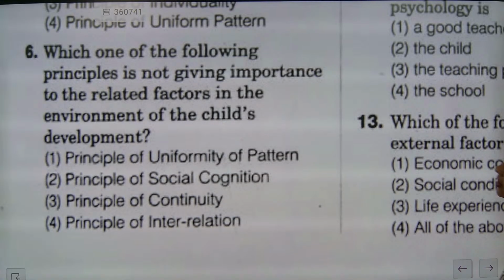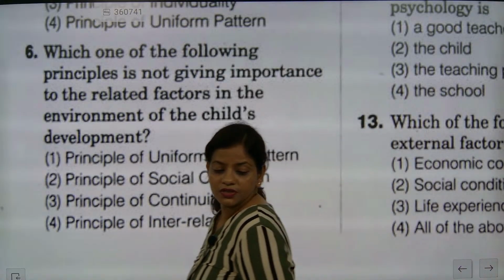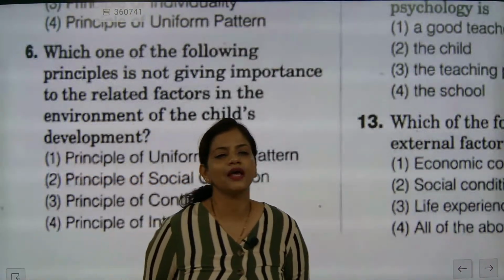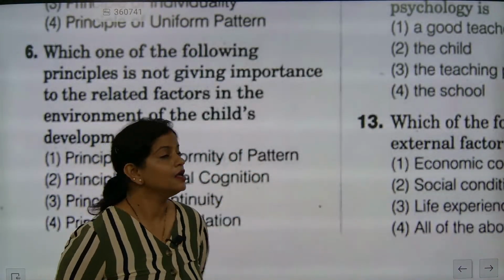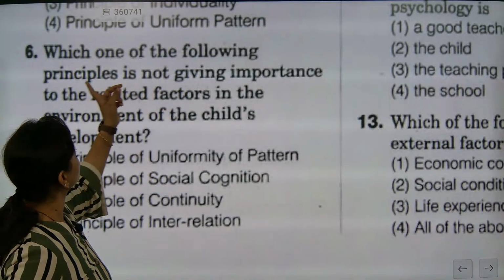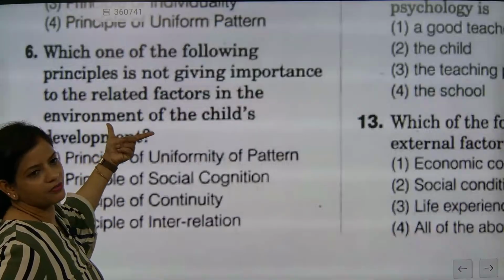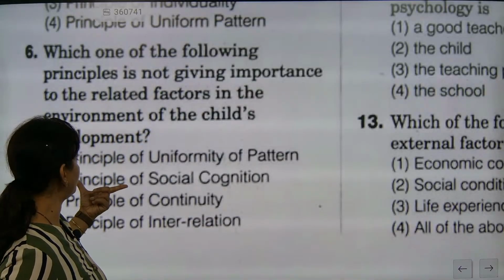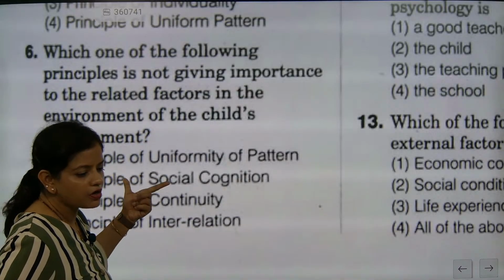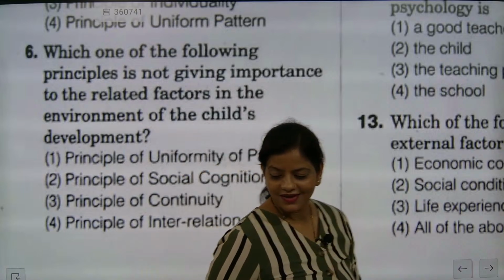Yes, the correct answer will be social cognition. See, development, social is one part, correct? So what they're asking is which principle is not giving importance to related factors in the environment. So this is not giving importance: principle of social cognition. लोग क्या सोचते हैं?